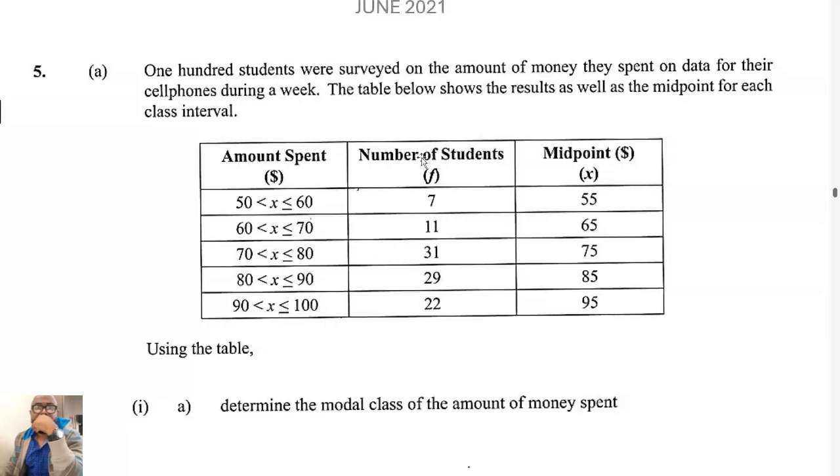All right, no problem. Right, so then we have the number of students here in each class interval, right? So how many students spend between $50 and $60? 7, right? How many students spend between 80 and 90? 29, right? So everybody has a fair idea how to read the table. Cool? Right? Midpoint, once again, is midway between the class intervals. So determine the modal class, which means it's one of these classes here, for the amount of money spent.